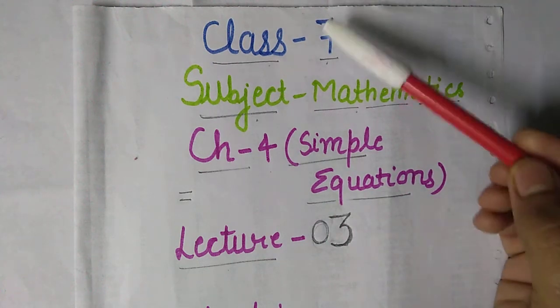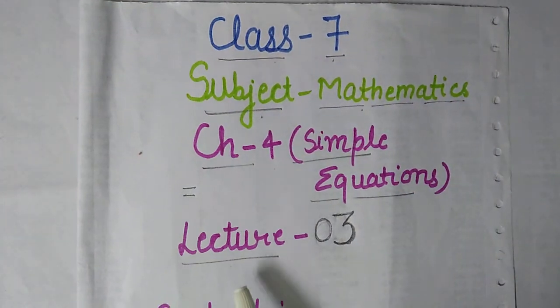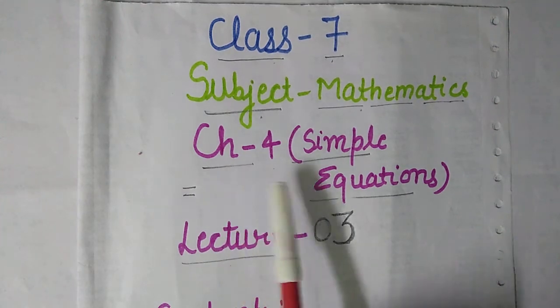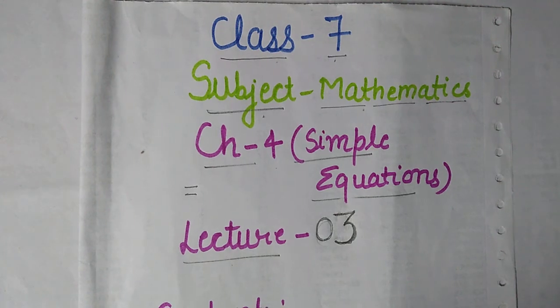So this video is for the students of class 7, subject mathematics, and this is lecture number 3 of chapter number 4, simple equations. So students, in lecture number 2, we have learned how to solve the equations. In this lecture also, we will continue with the same topic and we will understand how to solve the equations. Okay, and today we will do questions of exercise 4.3. So let us start with exercise 4.3.